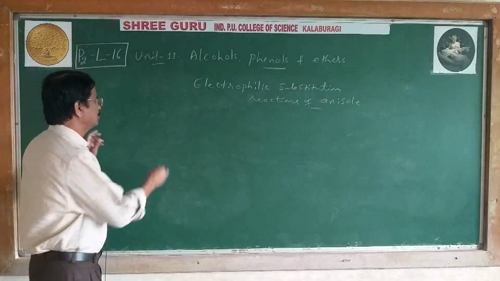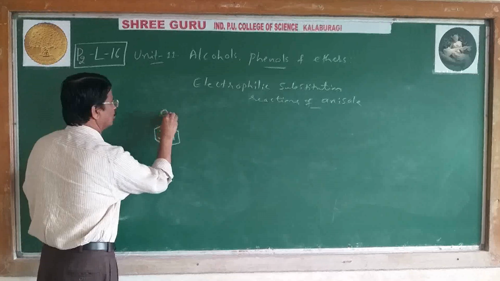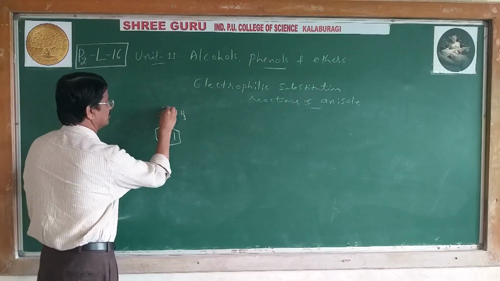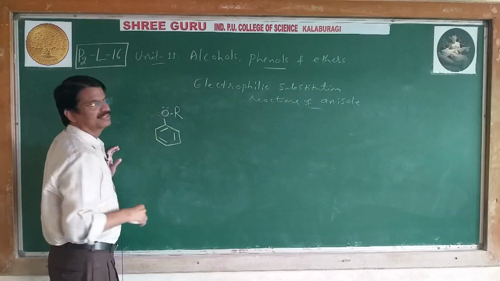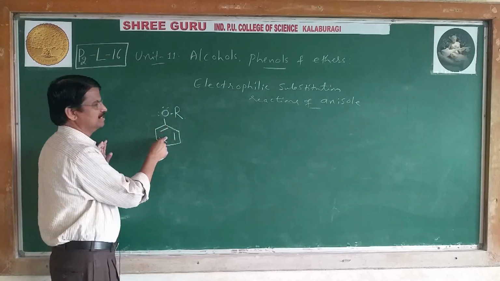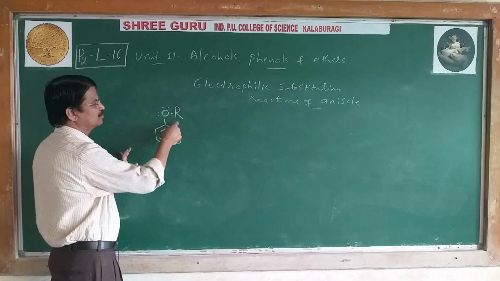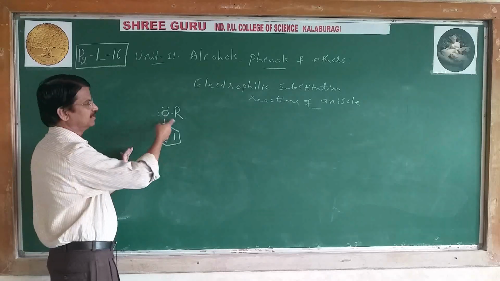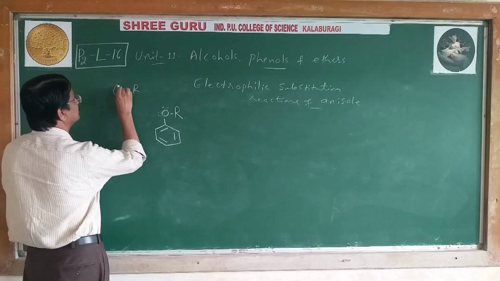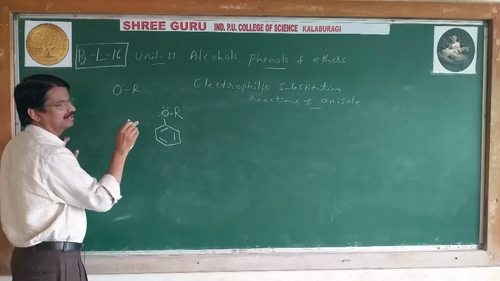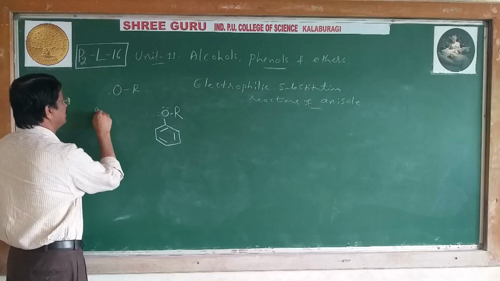Now consider anisole, a benzene ring with OCH3, and for alkoxybenzene, OR is directly attached. If R equals CH3, it is anisole, methoxybenzene. If R equals C2H5, it is phenetole, ethoxybenzene. Now the general alkoxy, OR group, like the phenolic OH group, is said to be an activating group.